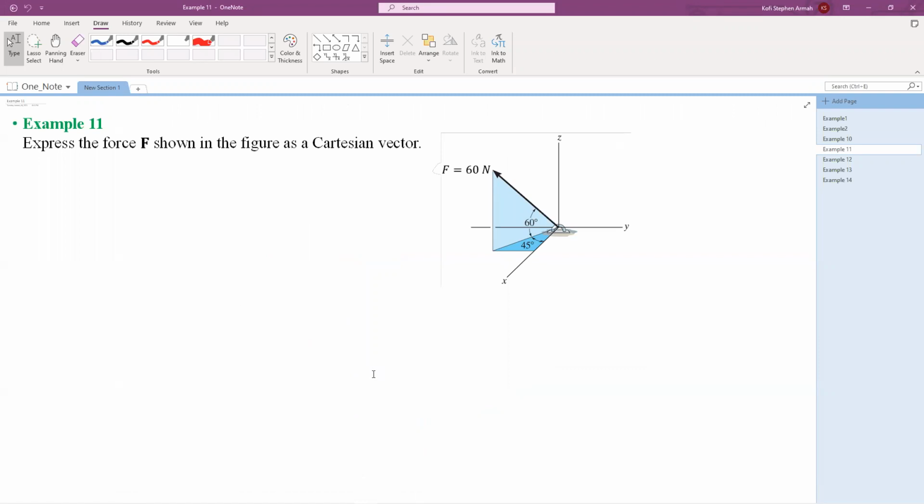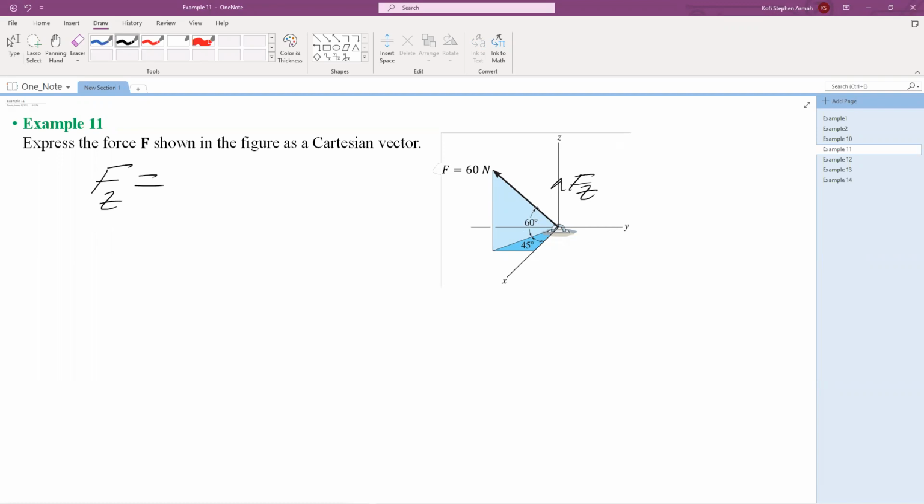Okay, so let's go for it. The first obvious thing is to find what is FZ. The angle is to the XY plane, so our FZ is here. Because this is 60, this angle is going to be 30. So in fact, you can use 30 and say it's 60 cosine 30, no problem.